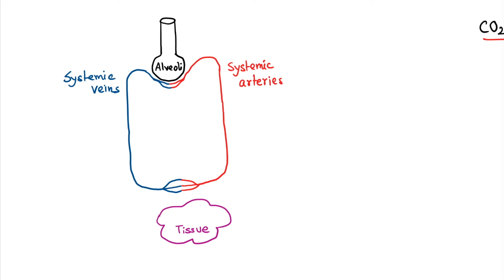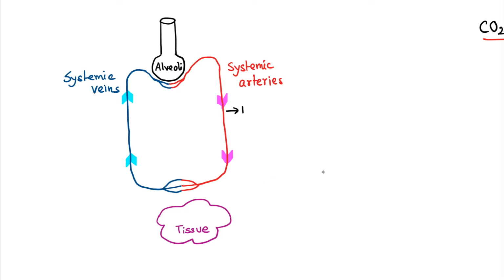This is a very simplified diagram. That is, oxygenated blood is carried by the systemic artery from the level of alveoli to the level of tissues. On the other hand, the deoxygenated blood is carried by the systemic veins from the level of systemic tissue up to the level of alveoli. Now, to understand carbon dioxide transport, we have to remember certain numbers.